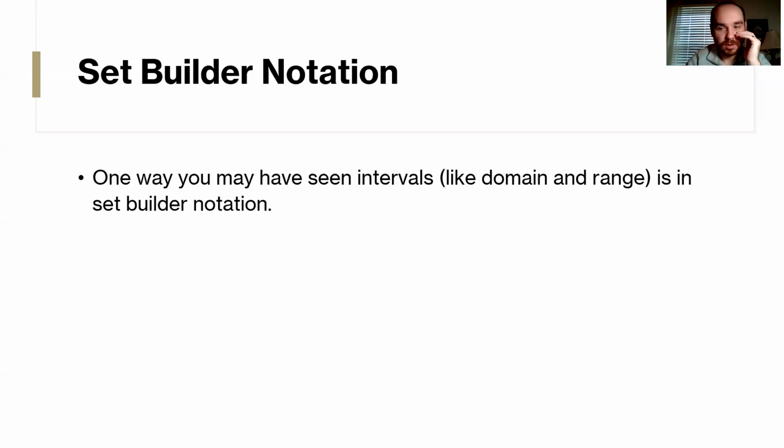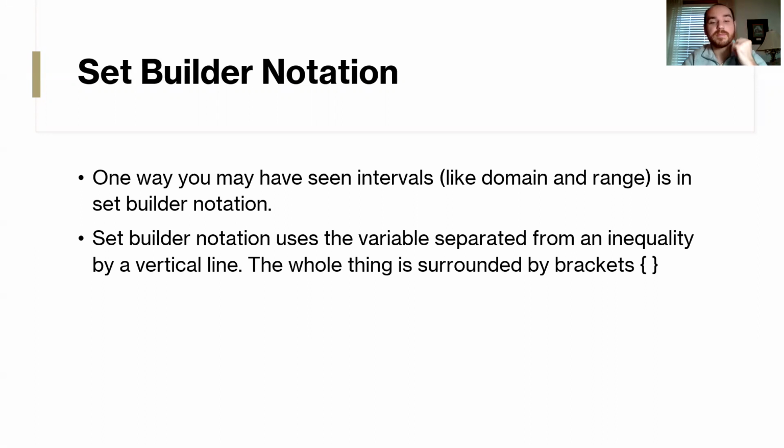You've already seen this before. You probably don't know the name of it yet, though. I didn't until I read the chapter, to be honest with you. So set builder notation uses the variable separated from an inequality by a vertical line, and the whole thing is surrounded by those kind of funny looking squiggly brackets. So that's this. I'm sure you've seen this before. I think it might have even been on your quiz. But this is called set builder notation.